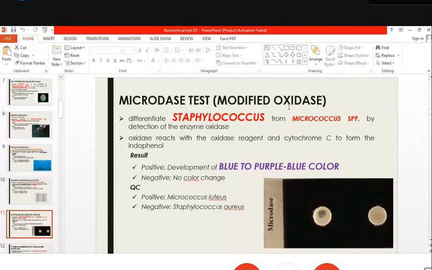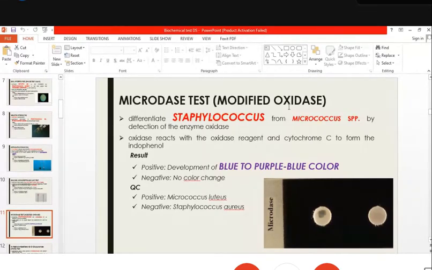We have there our tetramethyl paraphenylene diamine dihydrochloride in dimethyl sulfoxide. Okay? So the modified oxidase reagent is prepared with 1% weight over volume tetramethyl paraphenylene diamine in dimethyl sulfoxide. What is the role of dimethyl sulfoxide? It aids in the permeability of cells to the reagent.